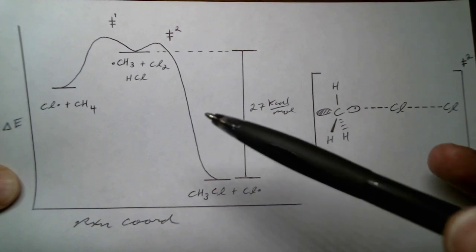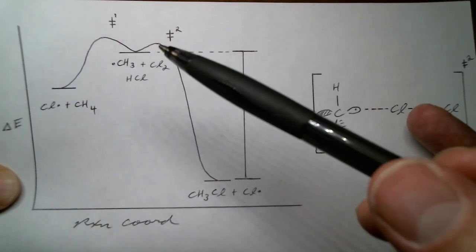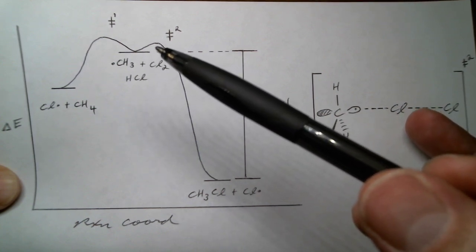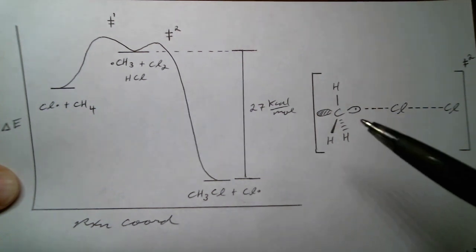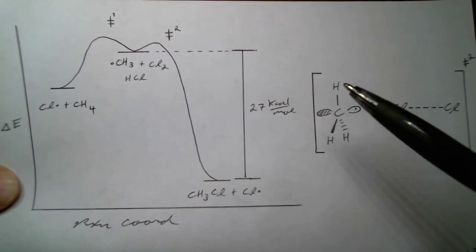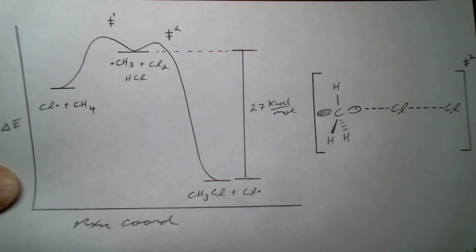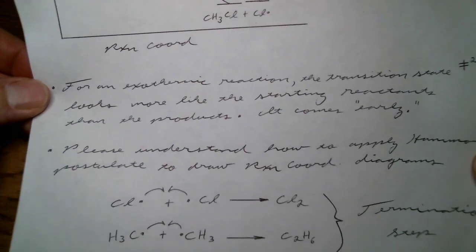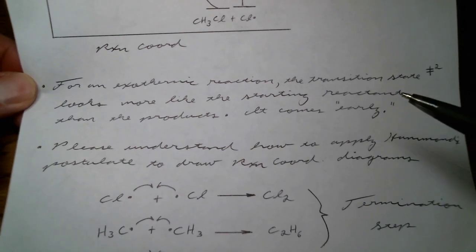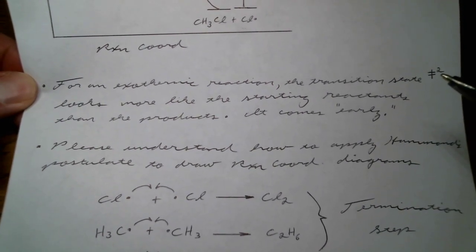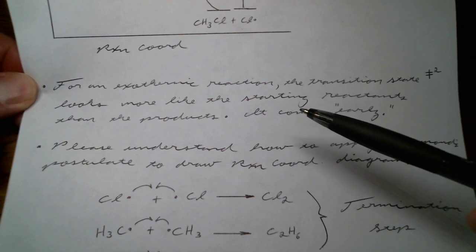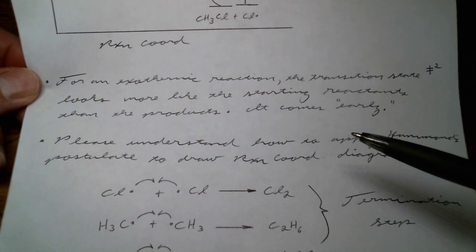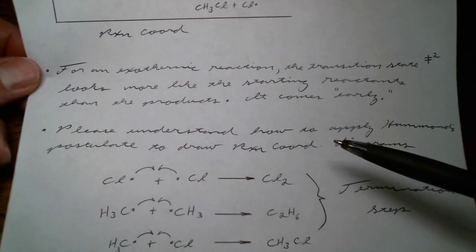So according to Hammond's postulate, now the transition state should occur early. It should occur close to the reactants, and the structure should look more like the reactants. So it should look more like a methyl radical and diatomic chlorine. So, in words, for an exothermic reaction, the transition state, double cross 2 in this case, looks more like the starting reactants than the products. It comes early in our energy versus reaction coordinate diagram.